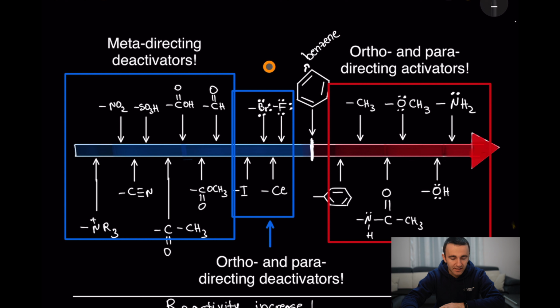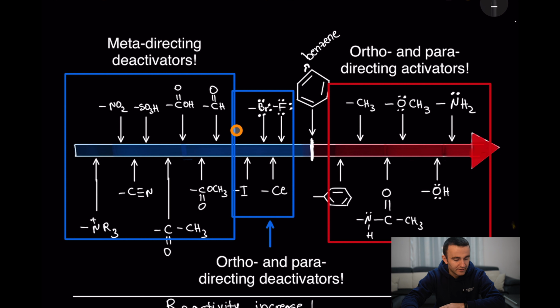Let's take a look at this scheme. Benzene is here as a reference. As you can see here, methyl, methoxy, NHO2, OH, amine group, phenyl group, all of them are ortho and para directing activators. As for halogens, they are ortho and para directing deactivators.